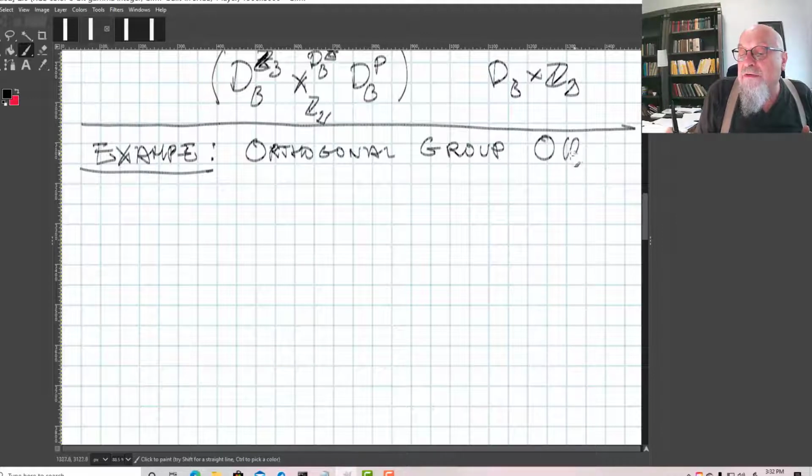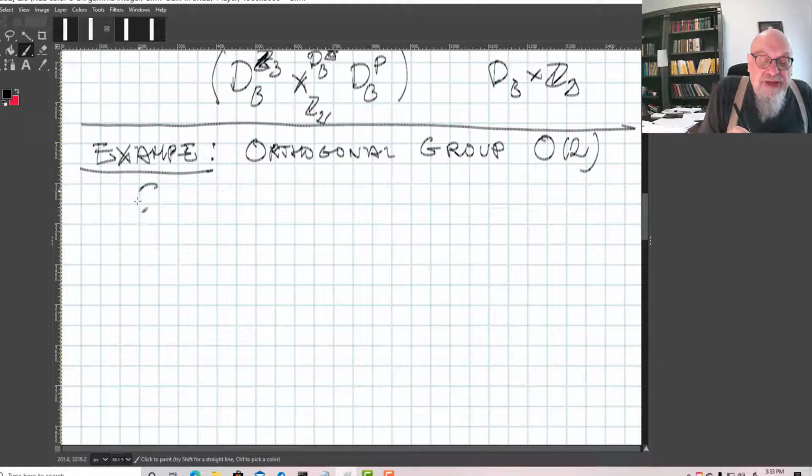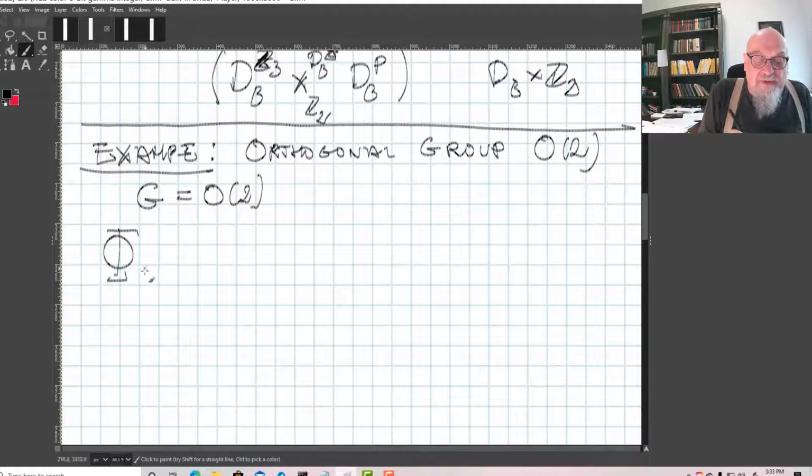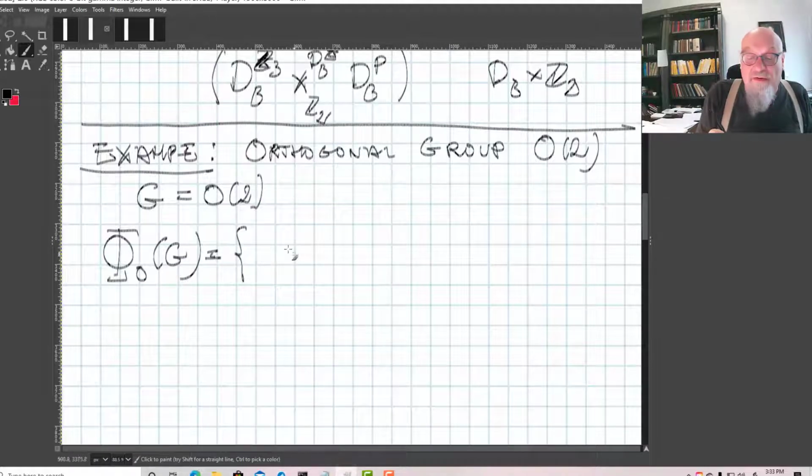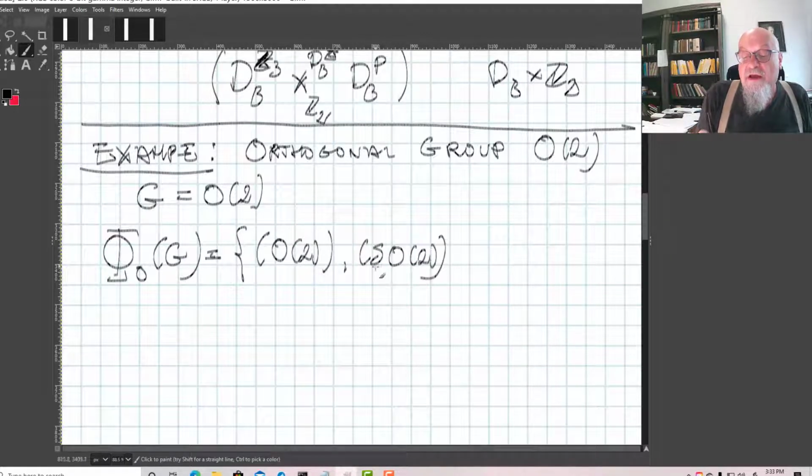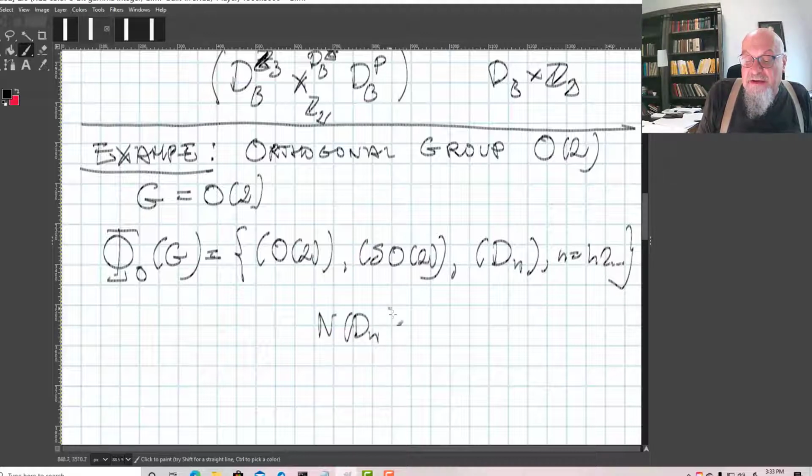So let's do it. G is equal to O2. And phi of G, so what is the phi? Those are the conjugacy classes of subgroups with the Weil group being finite, meaning of dimension 0 as a manifold. So what are those classes? Of course O2 itself, Weil group trivial. Then SO2, you can compute easily that this is a normal subgroup, Weil group is Z2. And then you have here Dn, where n is equal to 1, 2, etc. And the normalizer of Dn always in O2 is D2n, very easy to verify.